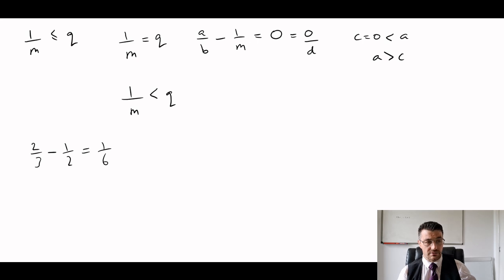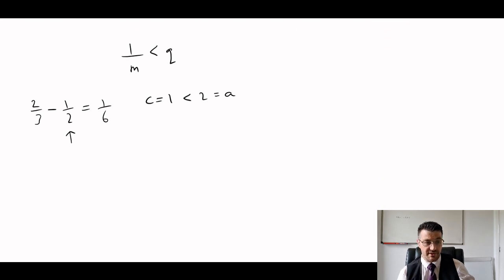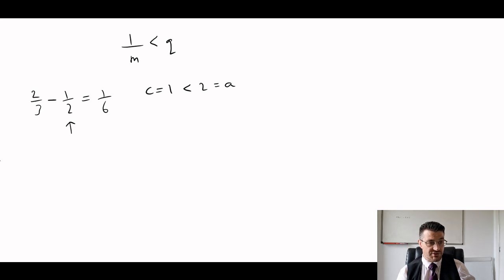Now it turns out that m equals 2 is the smallest positive integer for which 1 over m is less than or equal to q, which in this case is 2/3. And yes, surely enough, we get c, which is equal to 1 in this case, is less than 2, which is equal to a. So it's verified there. So what about the 2/5?